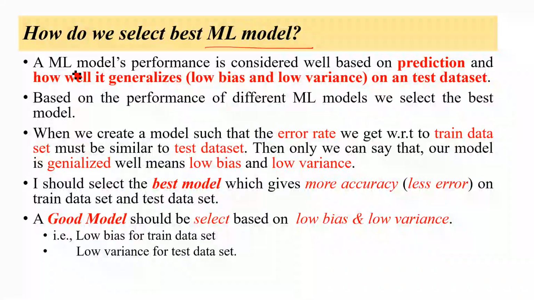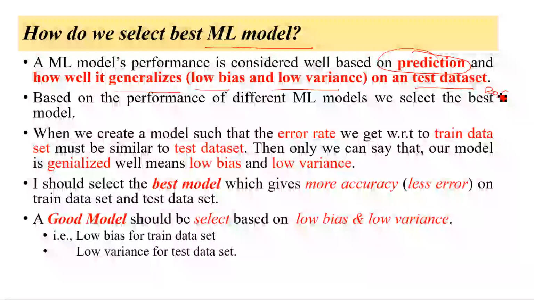A machine learning model's performance is considered based on the prediction: which model gives good predictions, and how well they generalize. That means low bias and low variance on the test data set. In the 20% test data set you get less error, and with respect to the trained data set you also get less error. Based on the performance of the different machine learning models, we have to choose the best model.